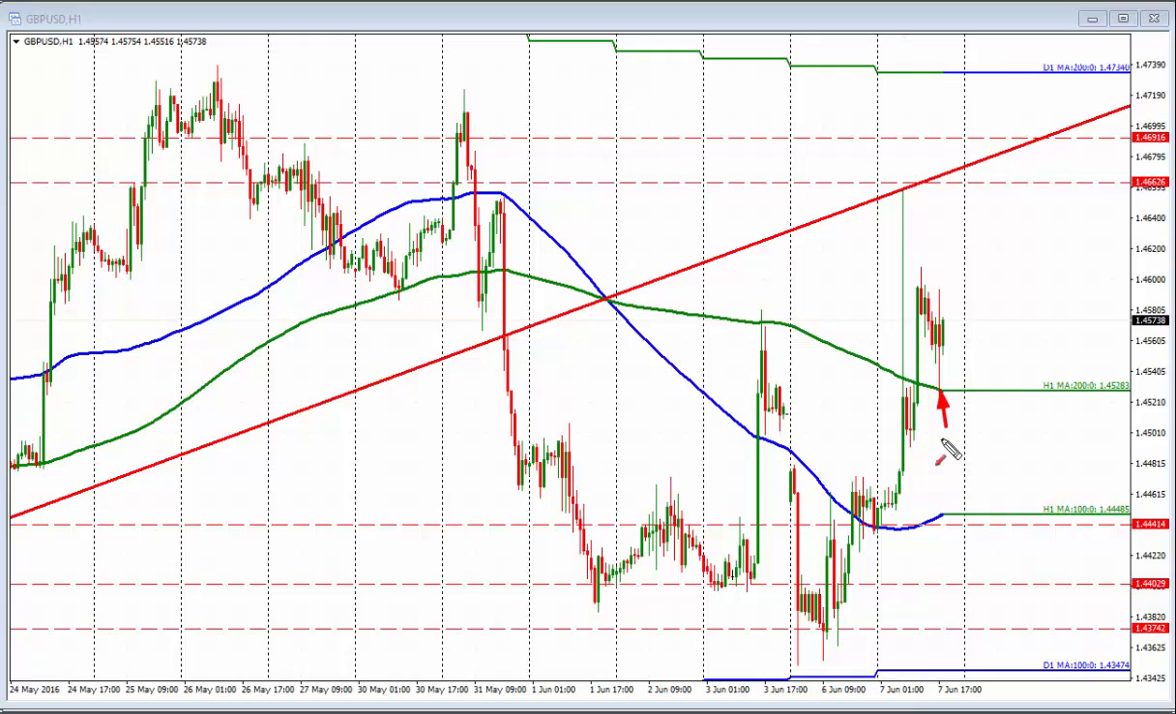But if you feel like the urge to get involved, the 200-hour moving average seems to be a moving average line that the market is paying attention to. So think about that in your trading. But again, caution.